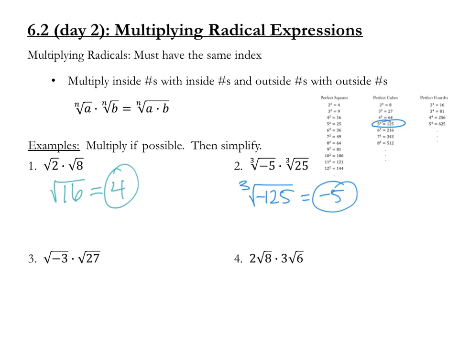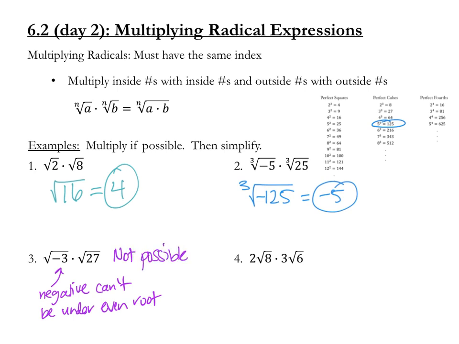Alright, I need you to be careful with 3, because in 3, it's an even root, and we have right now a negative under an even root. You can't have a negative under an even root. So this one is not possible. And if you read the directions, it says multiply if possible. So this one we are just going to put not possible. So just watch for that. That will happen at least once on your homework. You're not allowed to multiply them even together because that number doesn't exist. It's not real.